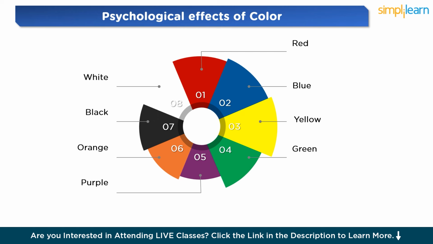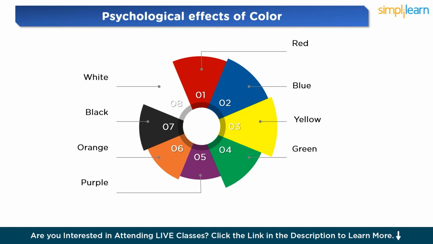5. Purple. Signifies luxury, creativity, and spirituality. Evokes a sense of sophistication and mystery. Can convey royalty and extravagance. 6. Orange. Represents enthusiasm, warmth, and vitality. Often used to create a sense of excitement and energy. Can stimulate appetite and draw attention.